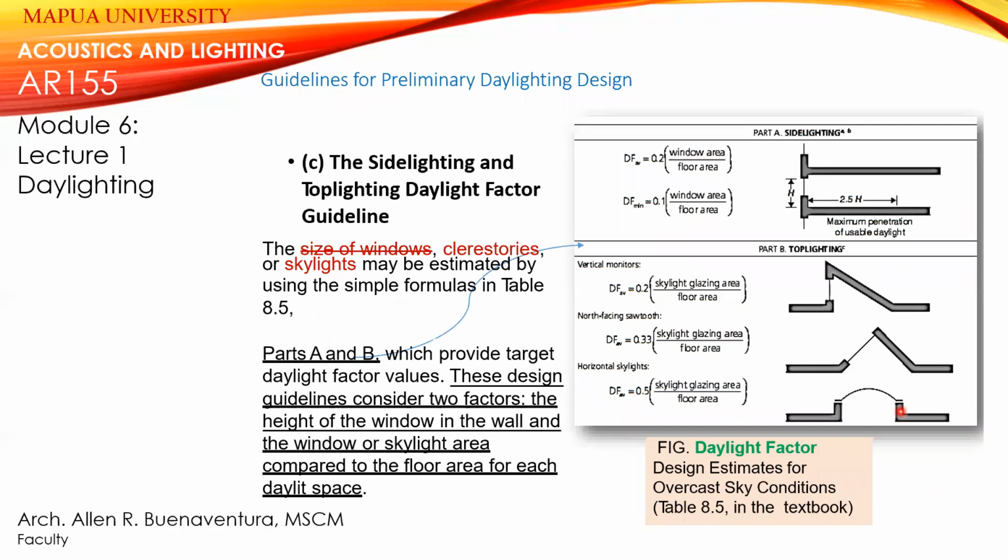Okay. So another is side lighting and top lighting daylight factor. The size of the windows, clerestories, or skylights may be estimated by using the simple formulas in table 8.5, which is above, no? So part AB, which provides target daylighting factors, uses values like this. These design guidelines consider two factors: the height of the window and the area of the window or the skylight compared to the area of each daylight space. This is a more complex type of analyzing the amount of daylight penetrating inside the room or inside the house, no? So there are several formulas enumerated for different types of clerestories or top lighting. Okay.